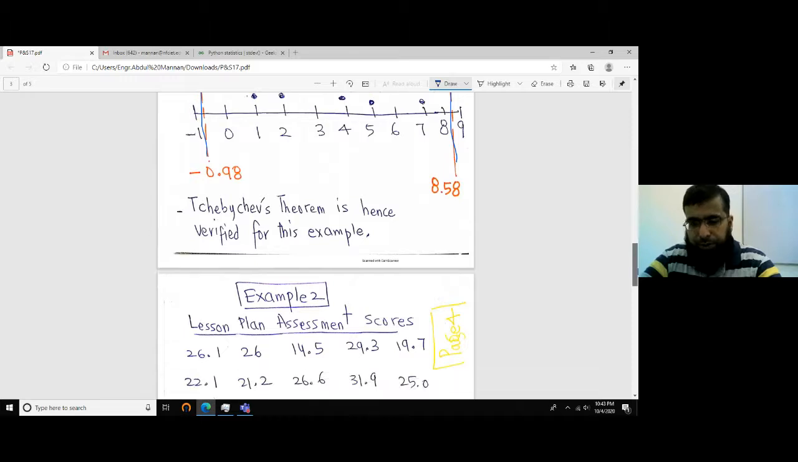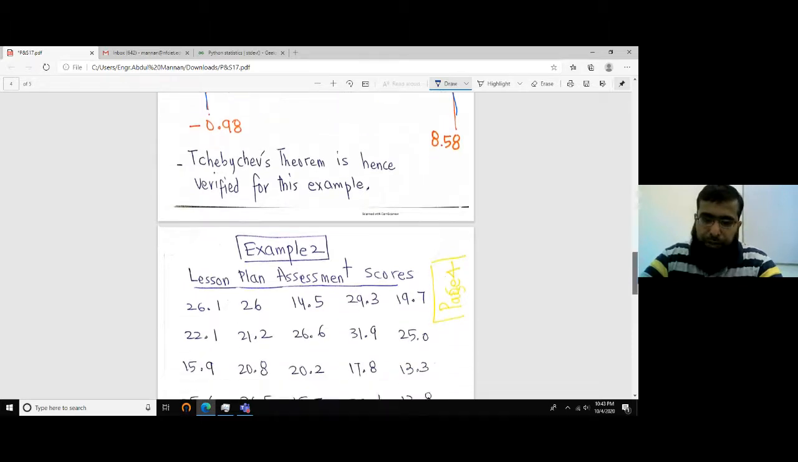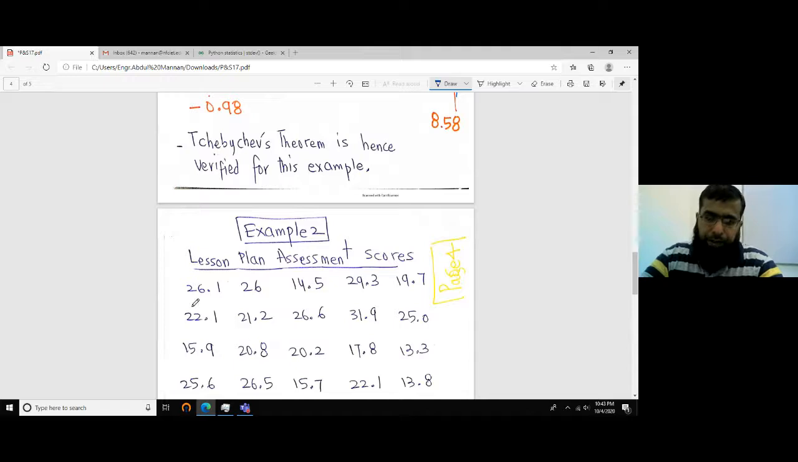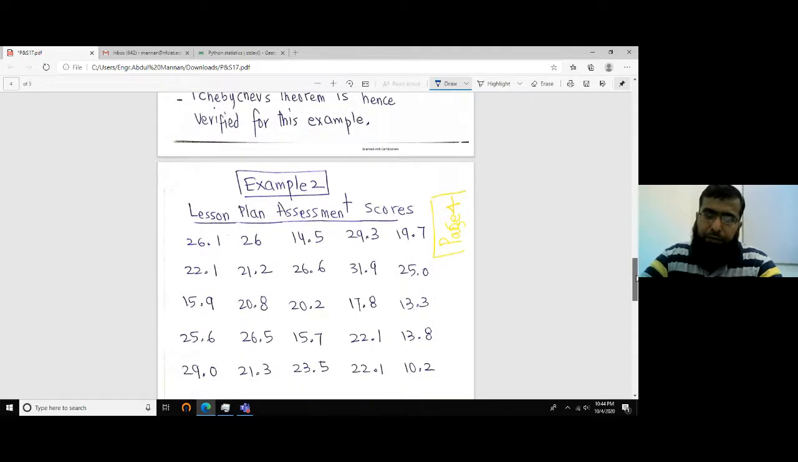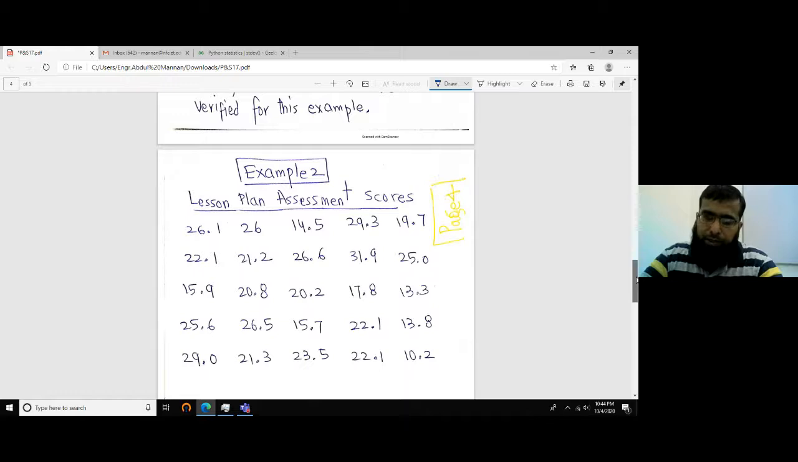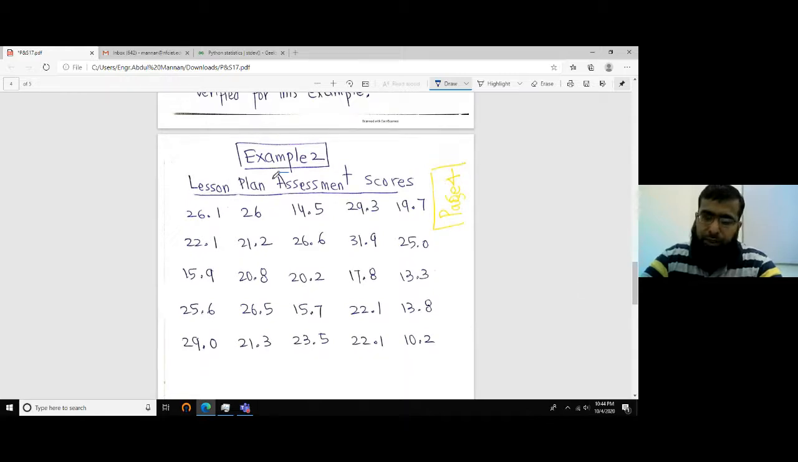Right, let's probe into this theorem a bit more by looking at example number 2. This is lesson plan assessment scores. The teachers are given an assignment to prepare a lesson plan before they deliver their lecture in the classroom, and this is the assessment of whether the lesson plans prepared were effectively conveyed in the class or not. They were assessed on a scale between 0 and 34. The maximum number we see here is 31.9, and the minimum number is maybe 10.2.